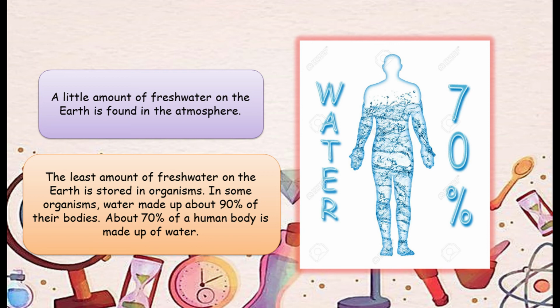A little amount of fresh water on the earth is found in the atmosphere. The least amount of fresh water on the earth is stored in organisms. In some organisms, water makes up about 90% of their bodies. About 70% of a human body is made up of water.